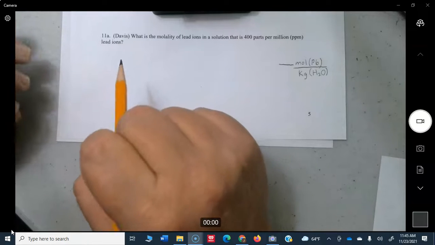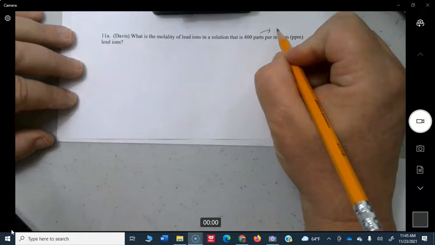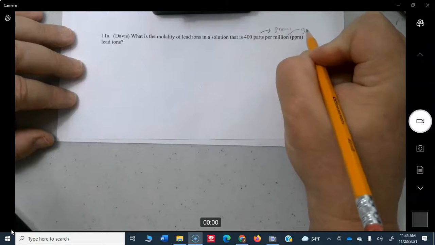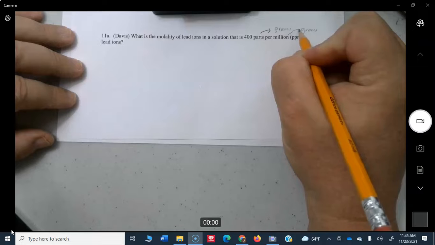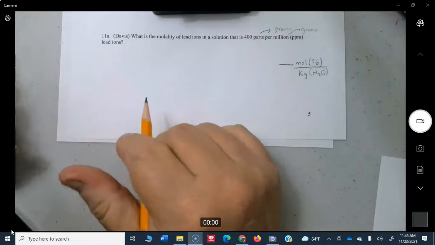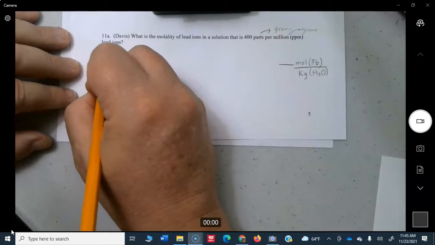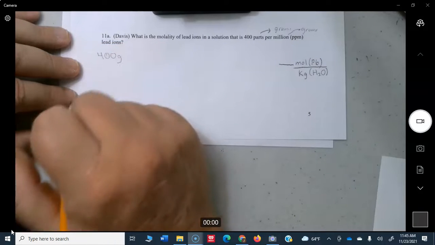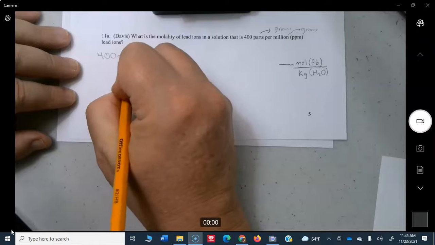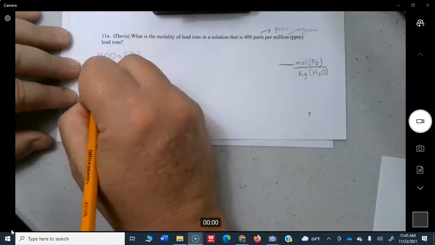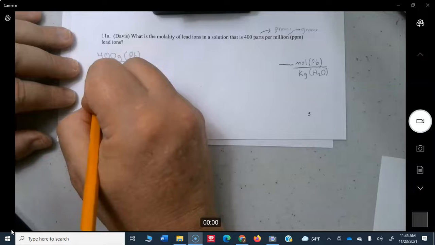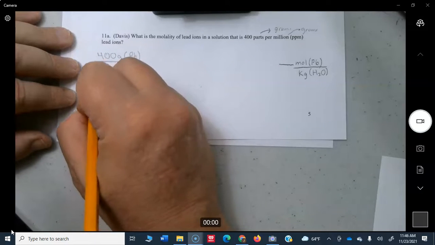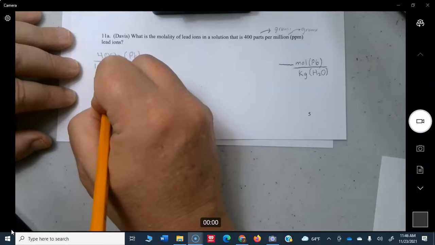Okay, what parts means in this case, you have to understand, is grams per million grams. That's what parts means. It's not moles, it's grams, all right? So we're going to start off with 400 grams of Pb over grams of the total solution. It's per 1 million grams, I should say.